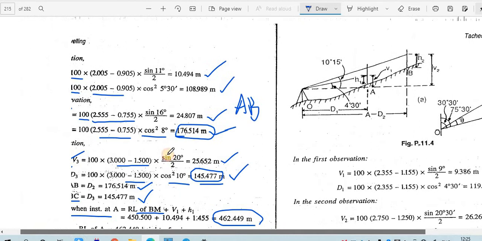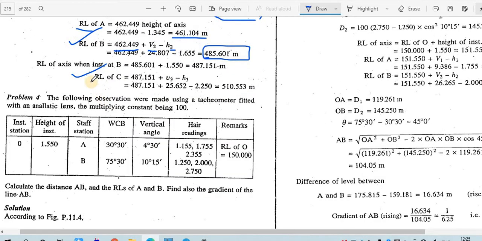So for C over here, what it has done: RL of B plus 1.550, that is your RL of instrument axis at point B, which is coming out to be 487.151. And RL of C is what? 487.151 plus V3 minus H3. So the final value is coming out to be 510.553 meter. So in this way, you can calculate the horizontal and vertical distance based on the formulas provided in tachometric surveying, which we have derived.